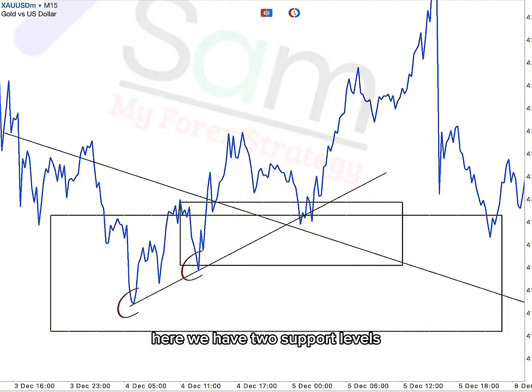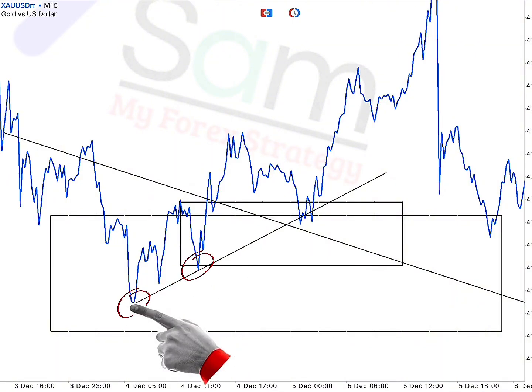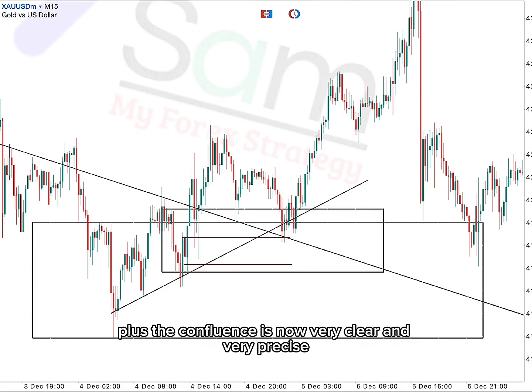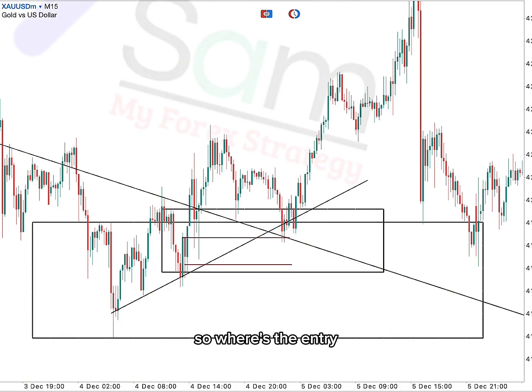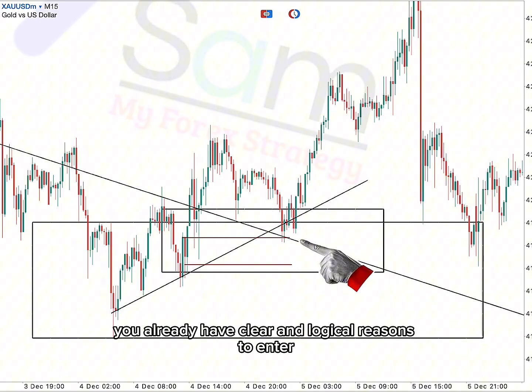Here we have two support levels. Just draw the trend line and it will look like this. Notice this. On M15, there's another bullish engulfing. Plus, the confluence is now very clear and very precise. So where's the entry? Right here. Exactly between the trendline confluence and the engulfing. From here, you already have clear and logical reasons to enter.